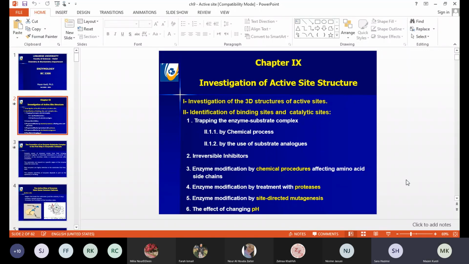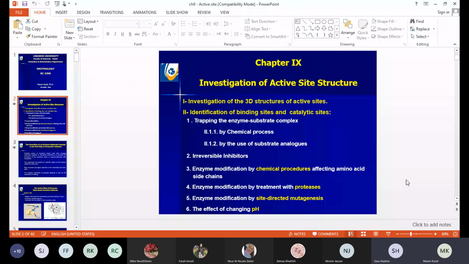So we will see and discuss in this chapter some methods to trap ES in its specific form as ES. Here we may not use the substrate itself, but something else, or some chemical process that we can use to trap the ES complex in its form as ES, to be able to isolate this interaction between the enzyme and substrate and know what the binding sites are, what the amino acids involved in the binding are.